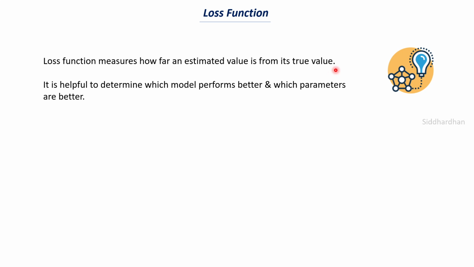If the loss function value is more, it basically means that there is a huge difference between the true value and the predicted value. So the loss function value should be minimum. The other important aspect of loss function is that it is very helpful to determine which model performs better and which parameters are better. So this is a very important aspect, which is choosing the parameters. In order to choose the best parameters for our model, we need this loss function measurement.